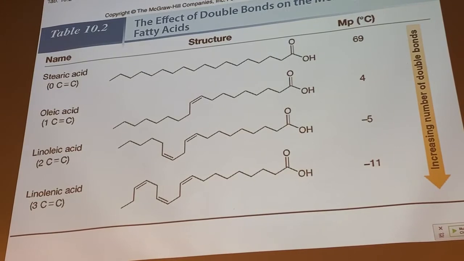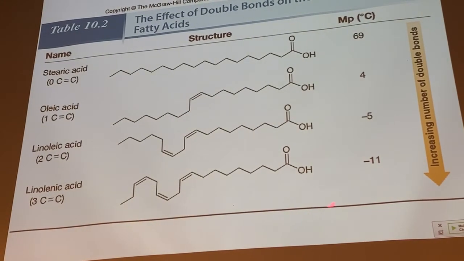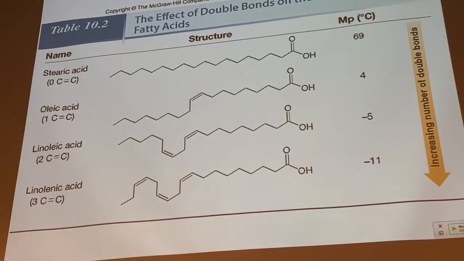So why does the melting point go down as we add cis double bonds to these chains? Any ideas? Okay, Claire? The molecules can't stack as well, and so they don't pack very well, and so it's easier to break any sort of intermolecular forces within it. Okay, excellent explanation. So what types of intermolecular forces would that be impacting? Yeah, it's going to be the van der Waals forces primarily with those long non-polar chains.